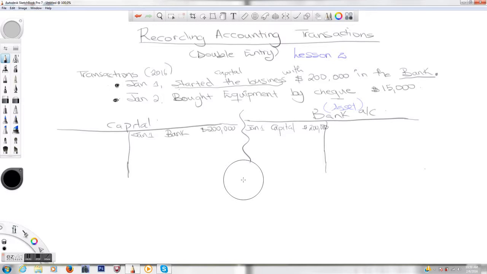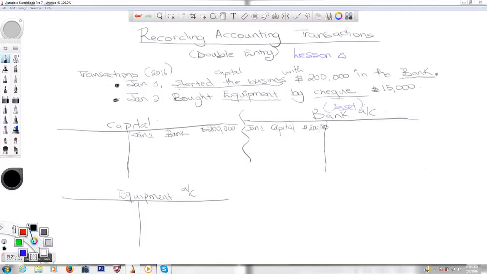Then we move on now to recording the other transaction. The other transaction says bought equipment by check, 15,000. Now the two accounts that are affected by this transaction are equipment and bank again, because once it's a check, it is also bank. We already have a bank account right there, so we don't need to draw up another. But we do not have the equipment account as yet. So we draw it up. The two accounts that are affected by transaction number 2 on January 2nd are the equipment account and the bank account. We already established that the bank account is an asset. But what is the equipment account? That is also an asset.